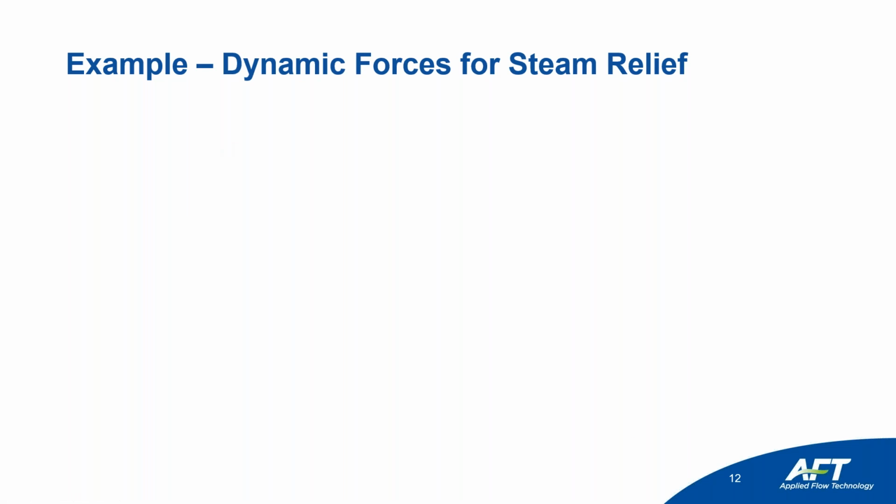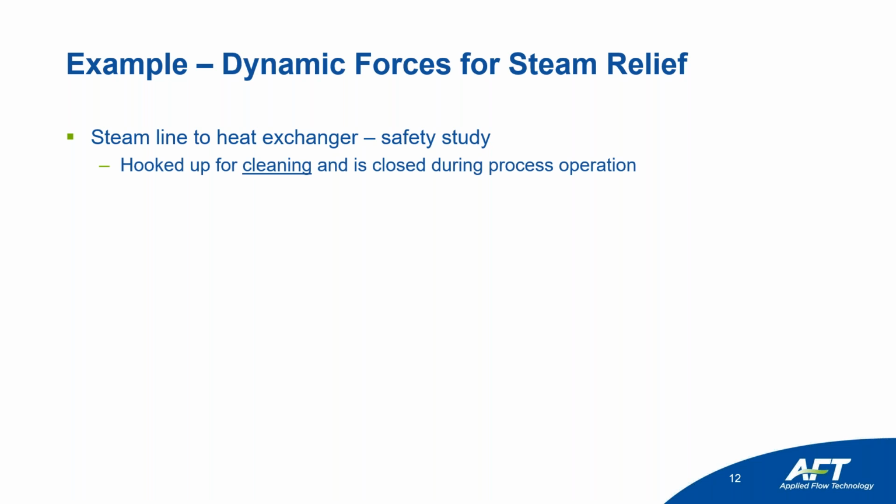Okay, let's move on to the next example, which is all about dynamic forces for steam relief. So there's a steam line hooked up to a heat exchanger, the shell side. We're going to do a safety study here, or at least look at forces and all that. It's hooked up for cleaning, and it's usually closed because during process operation, that steam is not supposed to go in there. It's just used for steam blowing. Not temporary piping, but permanent, just hooked up.